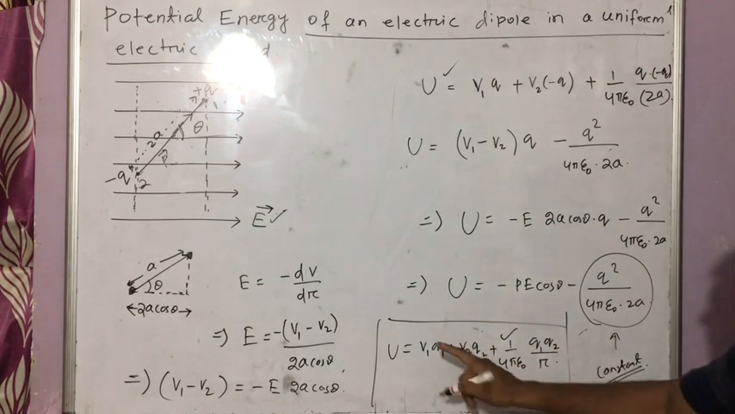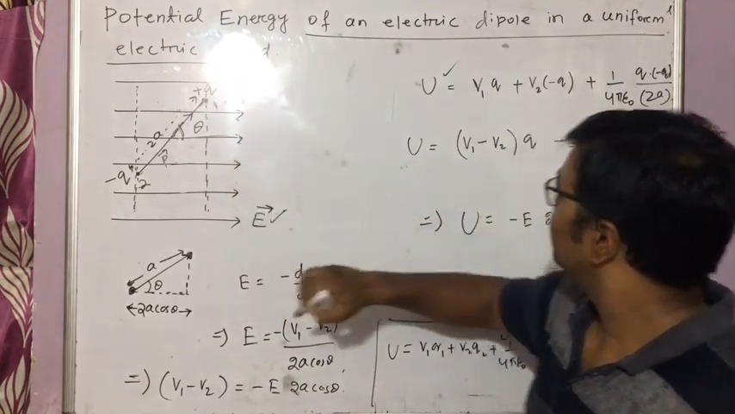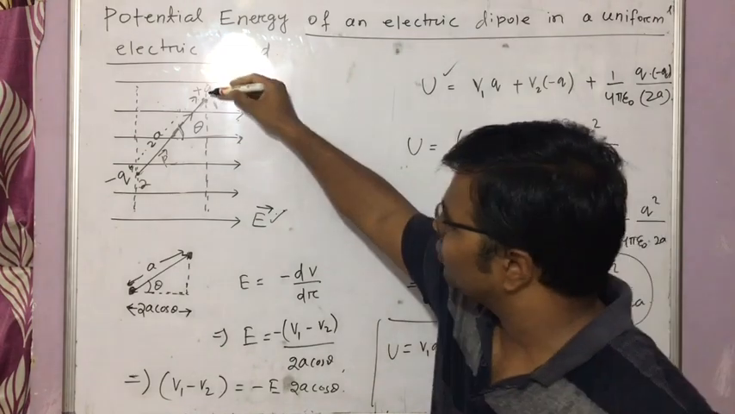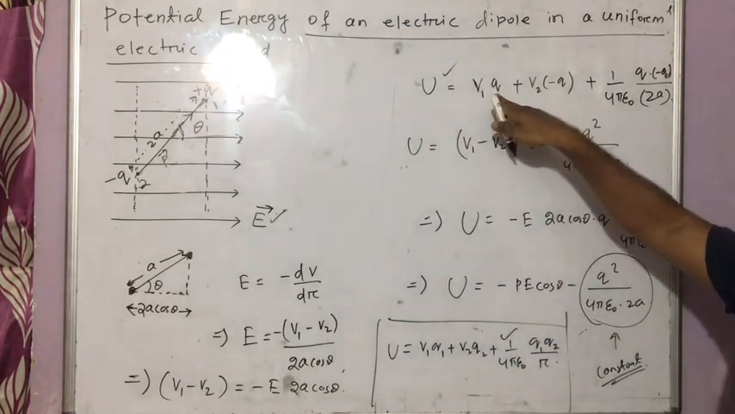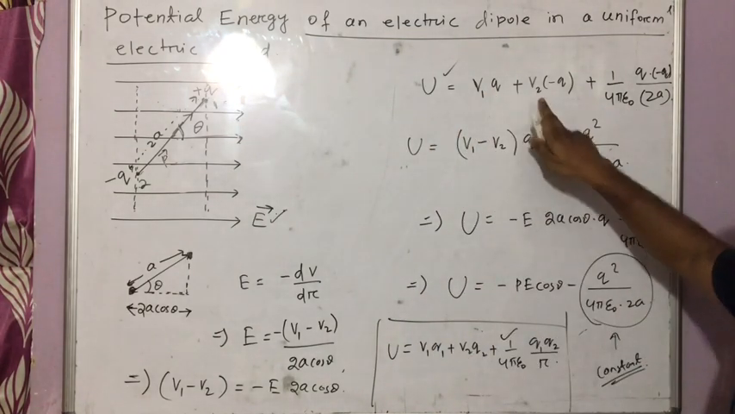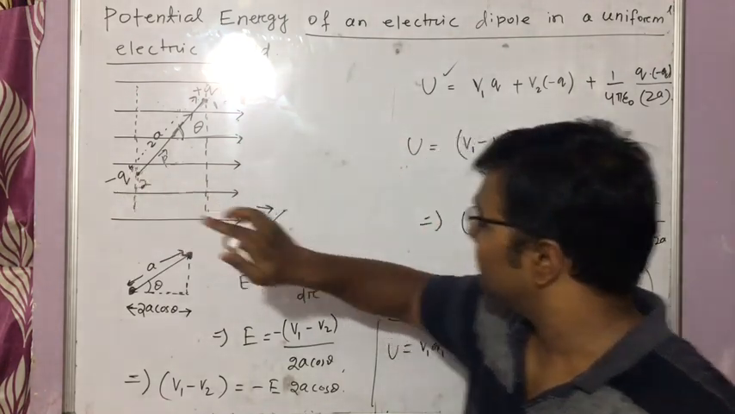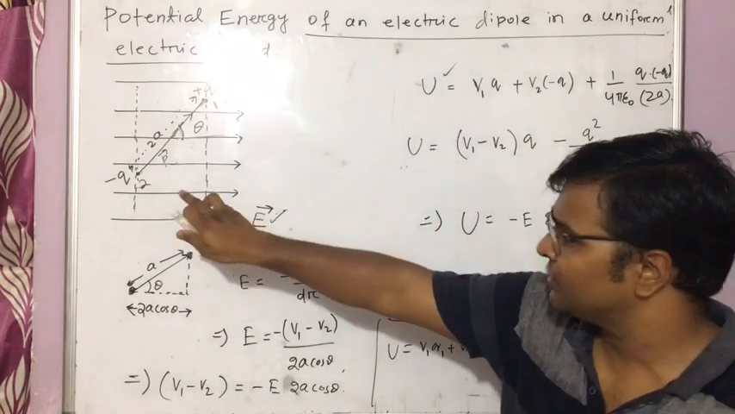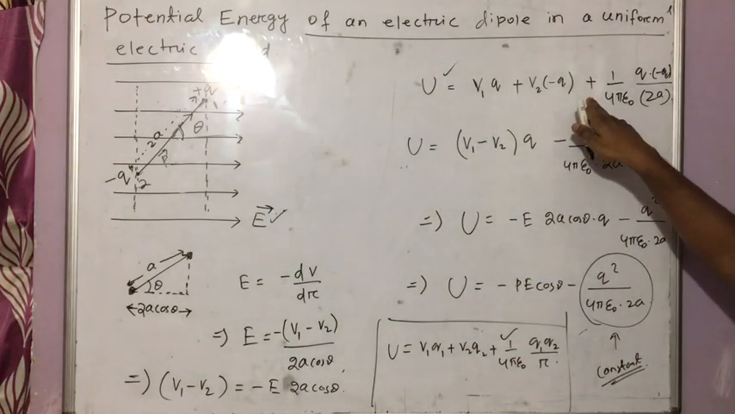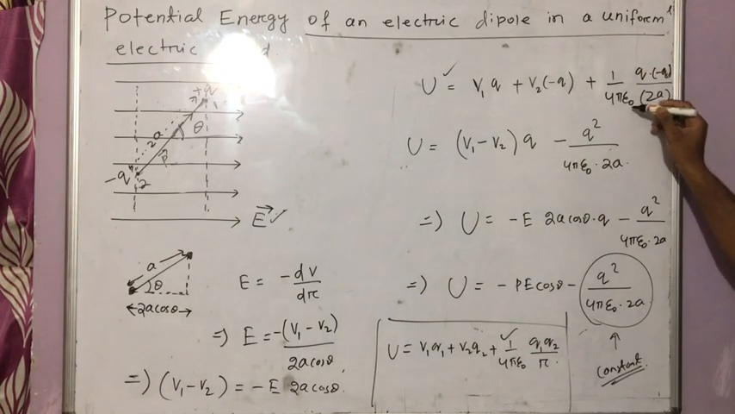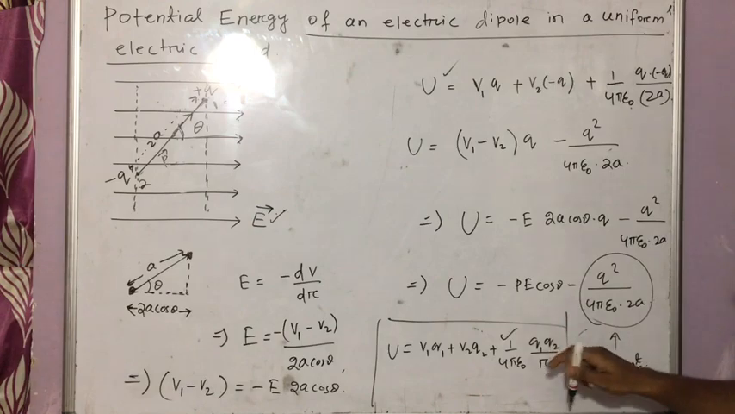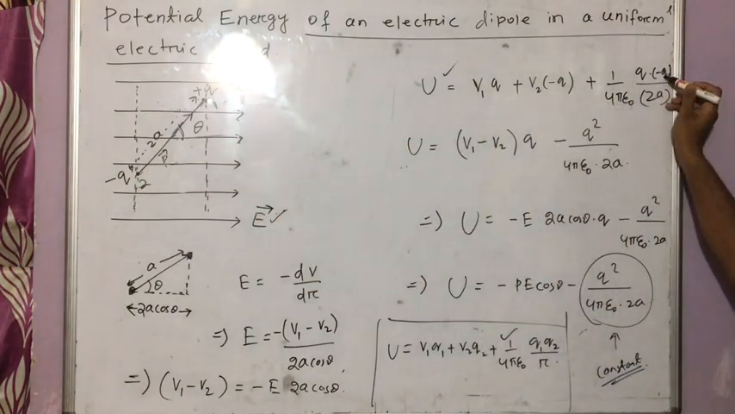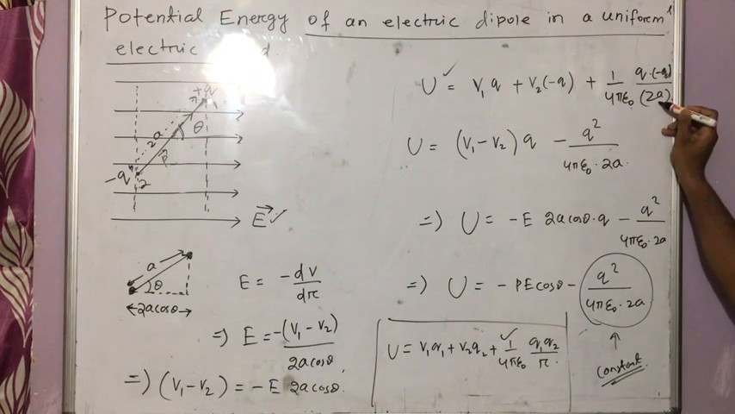V1 means the potential here. That is your V1 I have mentioned here. Q1 is the magnitude of the charge, which is plus Q. V2 into Q2, where V2 is the potential here, and Q2 is minus Q, because the charge is minus Q here, plus 1 by 4 pi epsilon naught Q1 Q2 by R. If Q1 is plus Q, Q2 is minus Q, and the separation between them is 2A.